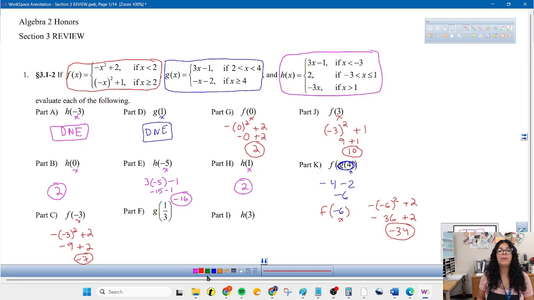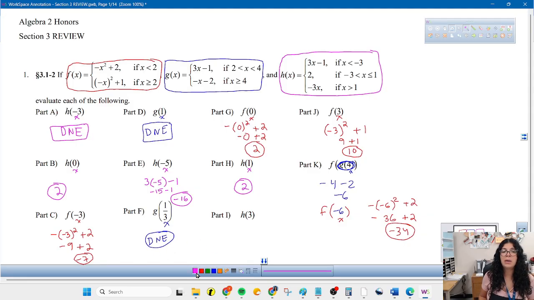Plus 2 is going to give us negative 7. Okay? g of 1/3. Well, where does 1/3 fall into play? Is 1/3 in between 2 and 4? No. 1/3 is like 0.3, right? Is 1/3 greater than or equal to 4? No. So 1/3 is outside of the domain. That doesn't fall anywhere into the function g, so this does not exist.